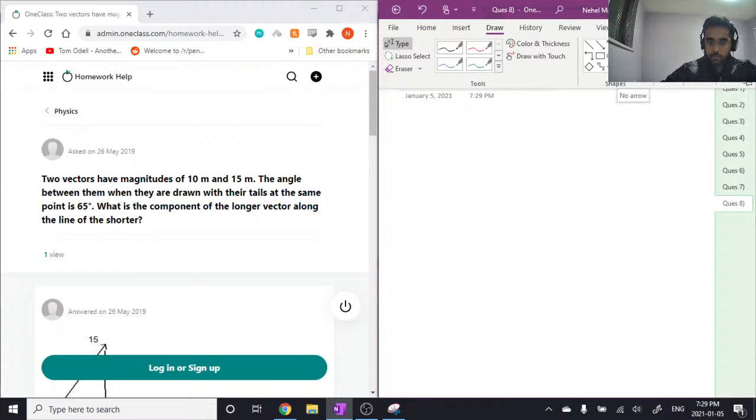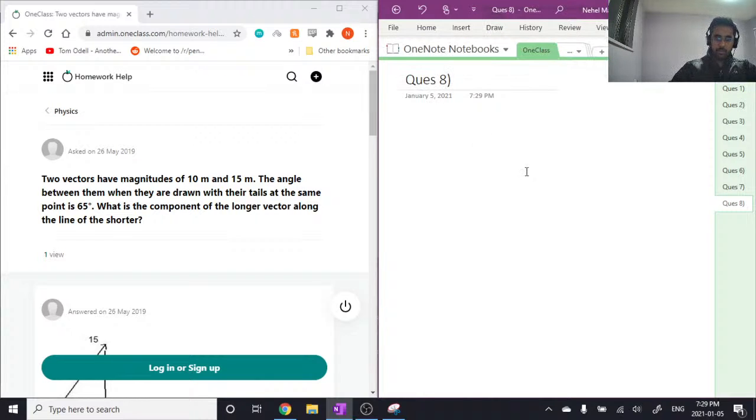So we have two vectors which have magnitude 10 and 15 meters. So this is 15 meters and this is 10 meters. The angle between them is 65 degrees. The question is asking us for the component of the longer vector, which is the 15 meter vector, along the line of the shorter.